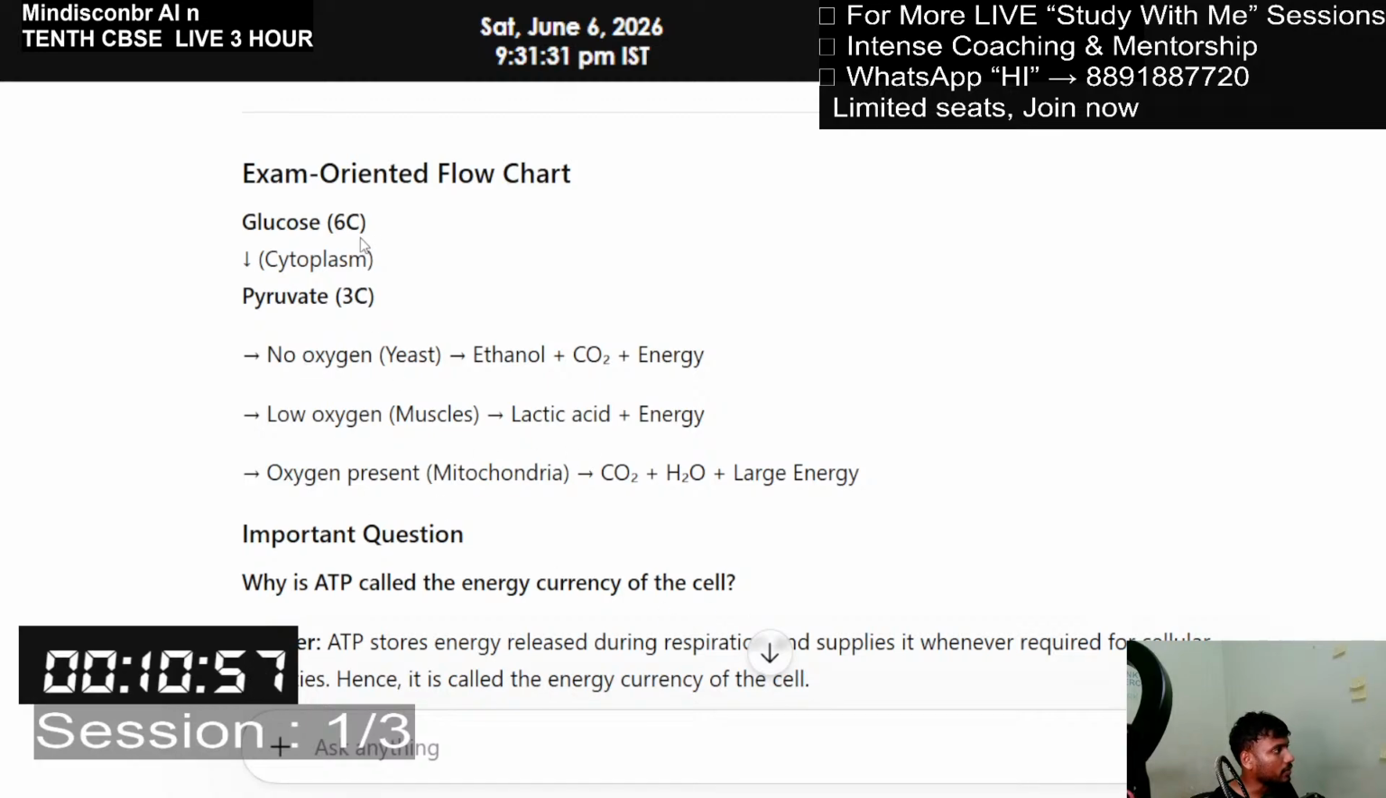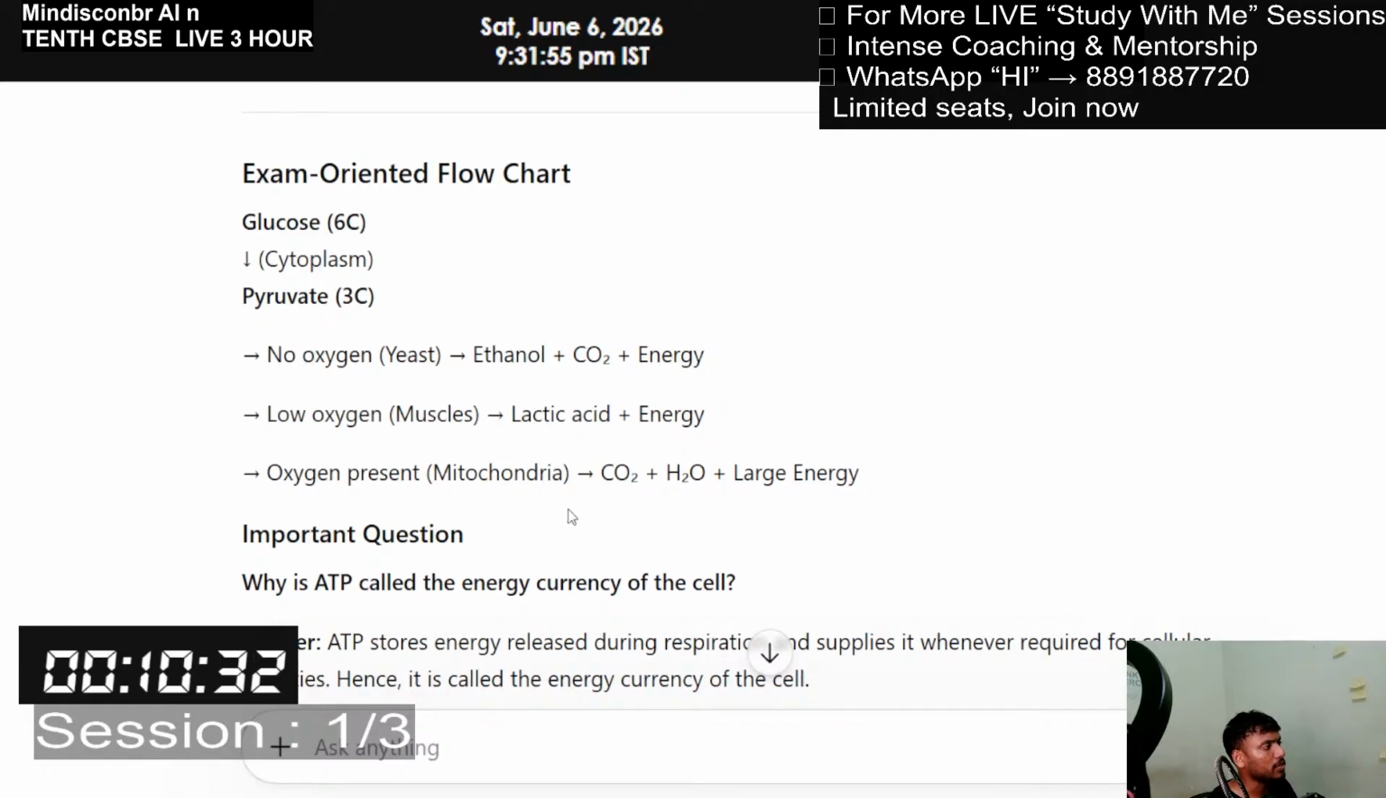Glucose is first converted into pyruvate in the cytoplasm. Glucose is a 6 carbon compound, C6H12O6, converted to pyruvate, that is a 3 carbon compound. And when no oxygen is present, in yeast, it is converted to ethanol plus carbon dioxide plus energy. In muscles, in the presence of low oxygen, it gets converted to lactic acid and energy.